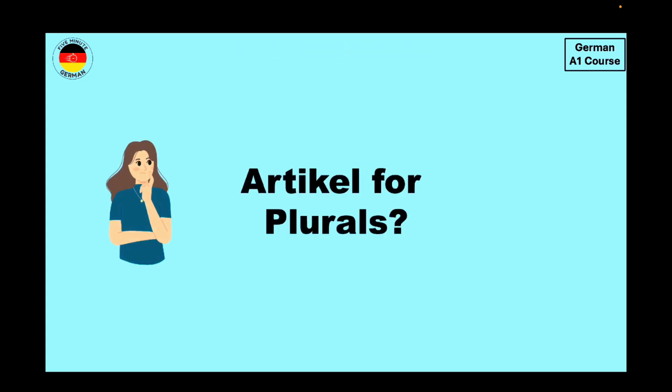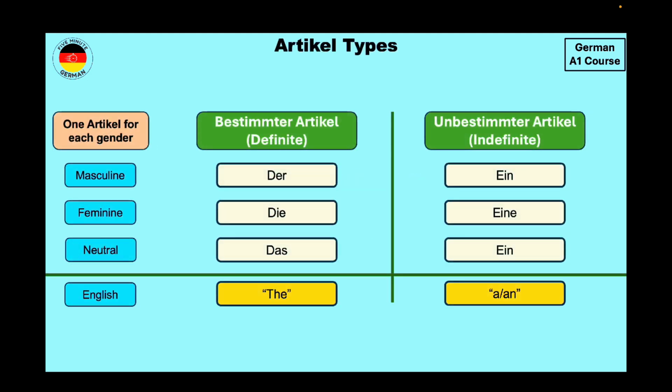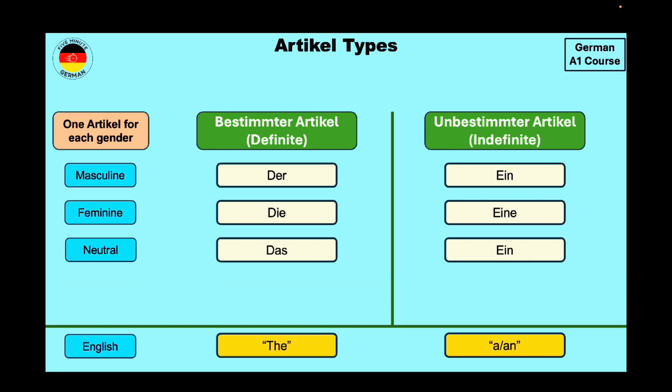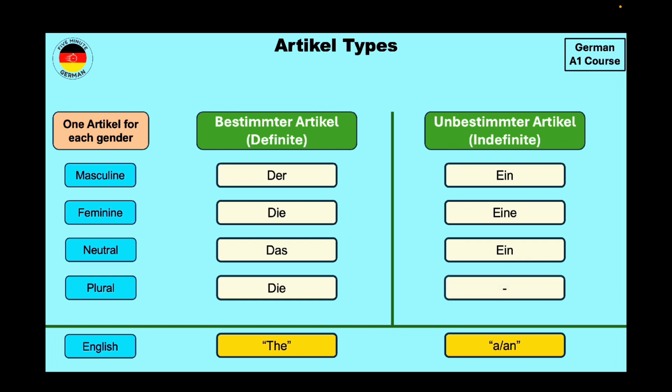So in the start, I said that an article also tells whether a noun is singular or plural. Now let's take a look at articles for plurals. You remember this table which we saw a few slides earlier for the different article types. Now let's add the plural case over here as well. So when the noun is plural, then the bestimmter article which we will use is die, and there will be no unbestimmter article before plural nouns.